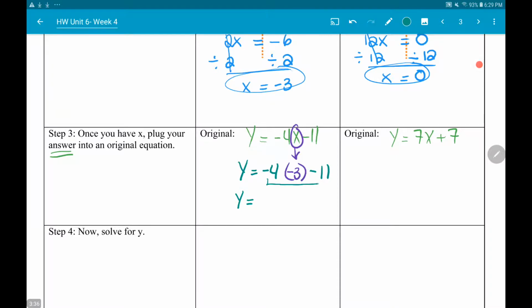And I'm going to just go ahead and plug this into my calculator. Negative 4 parentheses negative 3 minus 11. So I get 1. So my y is equal to 1.